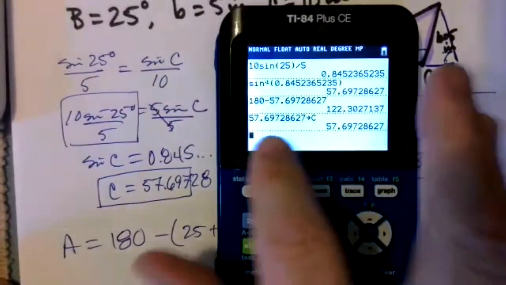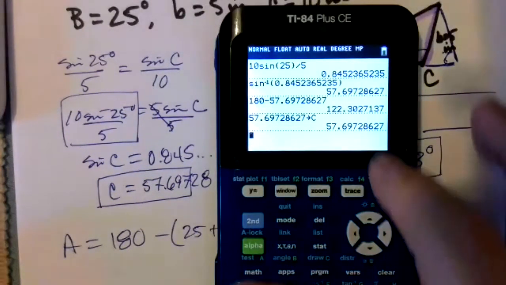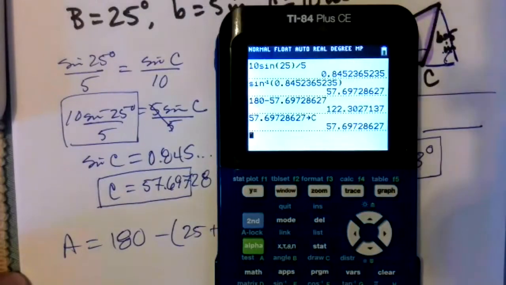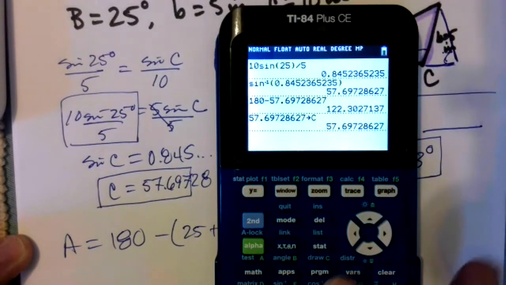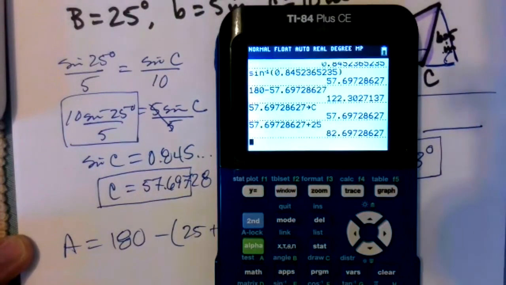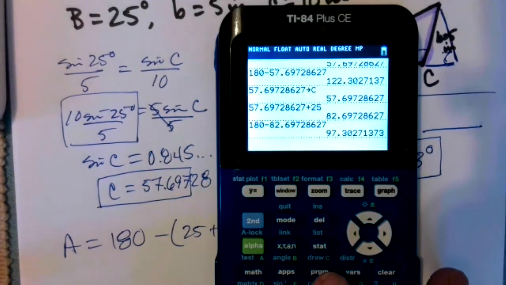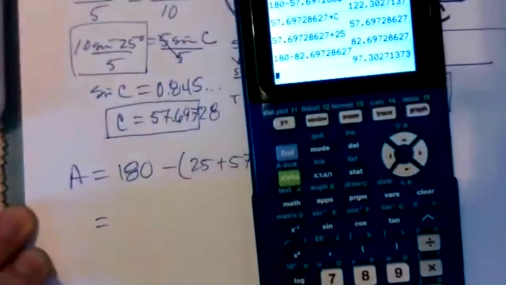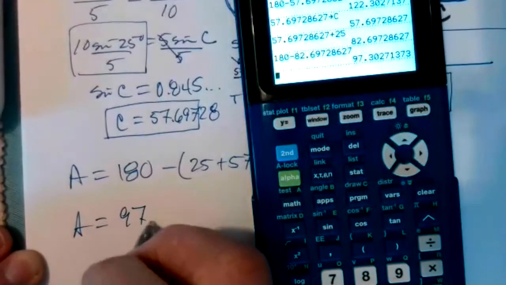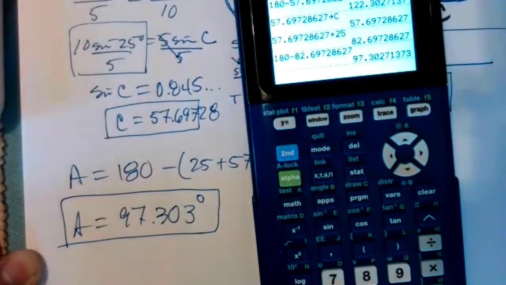All right. If you have an 84 that's up to date or an 84 that's newish, then you don't need to do that. All you have to do is do the up arrow thing and then hit enter, and it'll grab whatever number you want. Okay, so again, I'm going to take this last number plus 25. Okay, those are the two angles together so far. And I'm going to do 180 minus that answer, and this is my angle A, so 97 point whatever. Okay. So A equals 97.303 degrees. I'm going to finish this triangle before I pop back over to the other triangle.